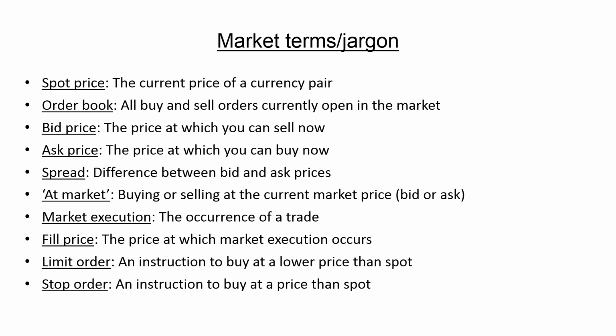A stop order is the reverse of a limit order. A stop order is an instruction to buy at a price higher than spot, or an instruction to sell at a price lower than spot. So you could say that a stop order is a price at which you're selling that is less advantageous than the current market price, or a price at which you're buying that is less advantageous or more expensive than the current market price. But for reasons I'll explain later, you will have very good reasons to do this.